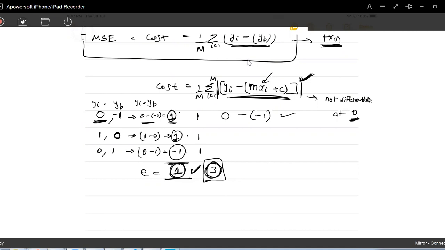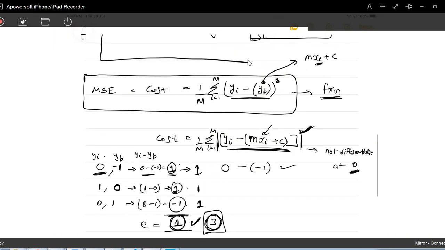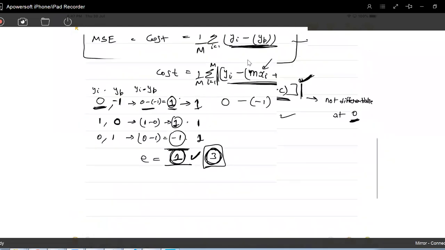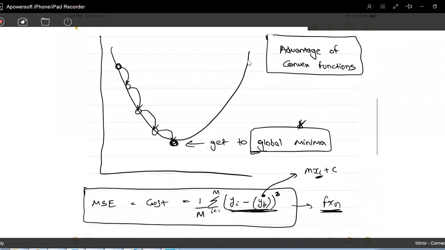Squaring the term has two advantages. First, it converts all the negative errors into positive. And this function is differentiable over all the values. So that is the advantage. For this function, we are easily able to find the derivative, the tangent that we find. So we can find the derivative at each point.